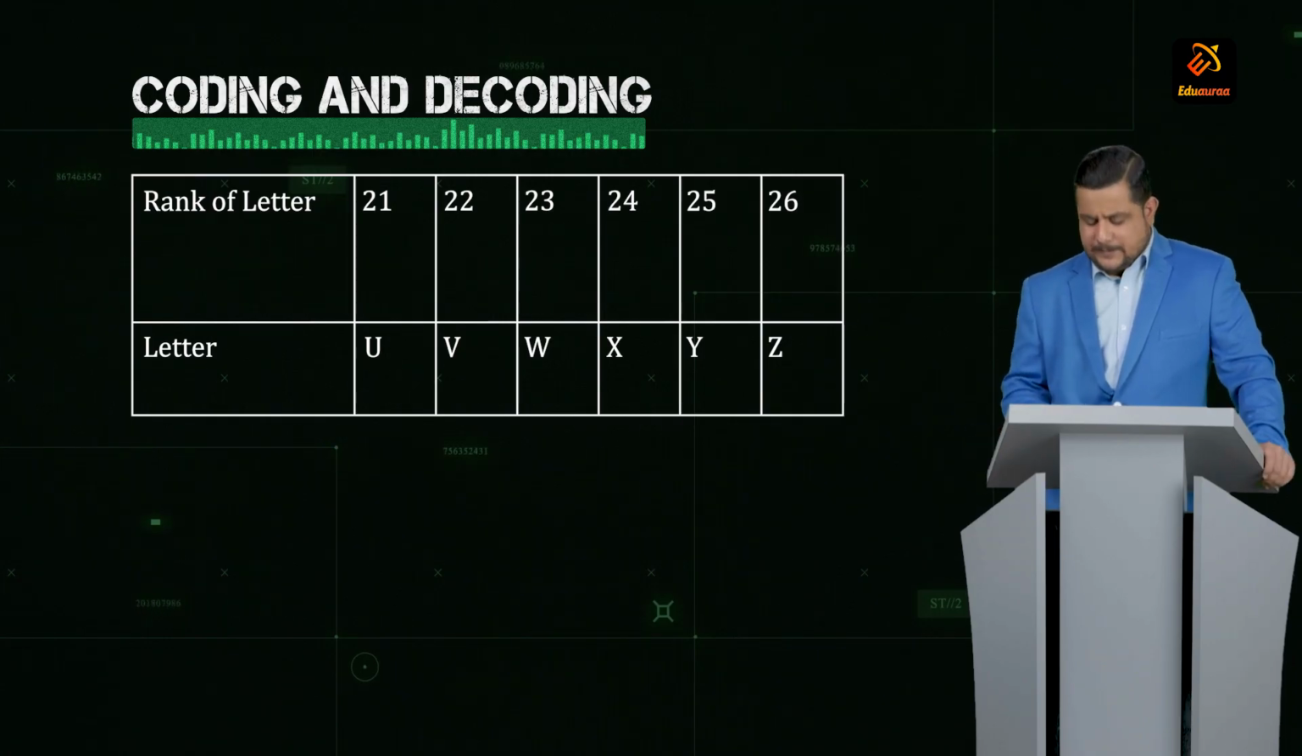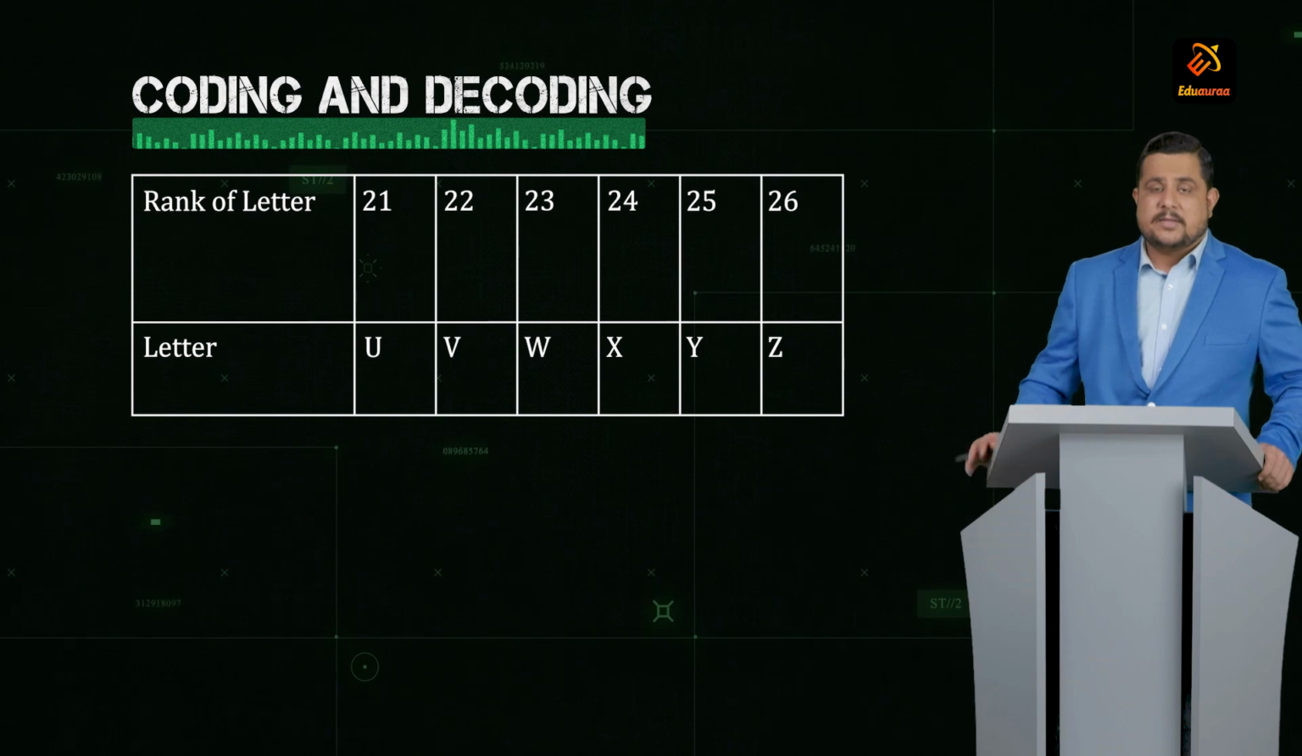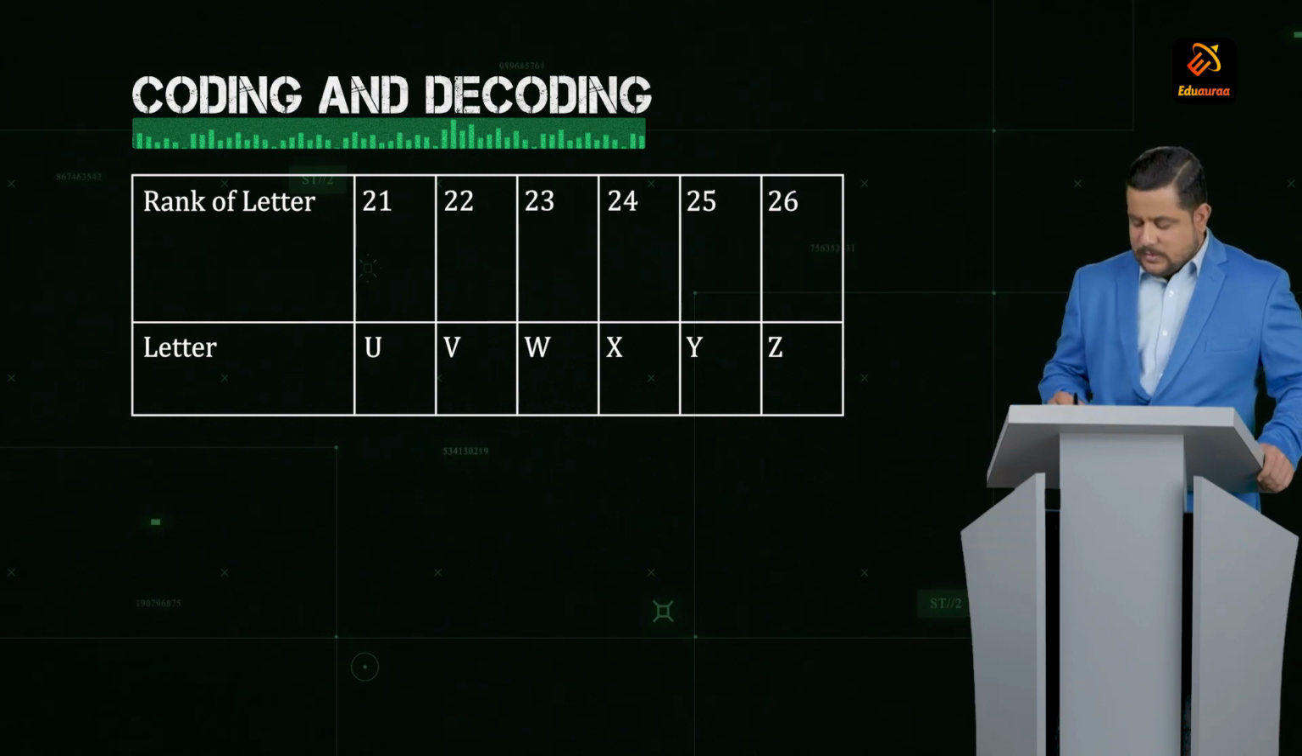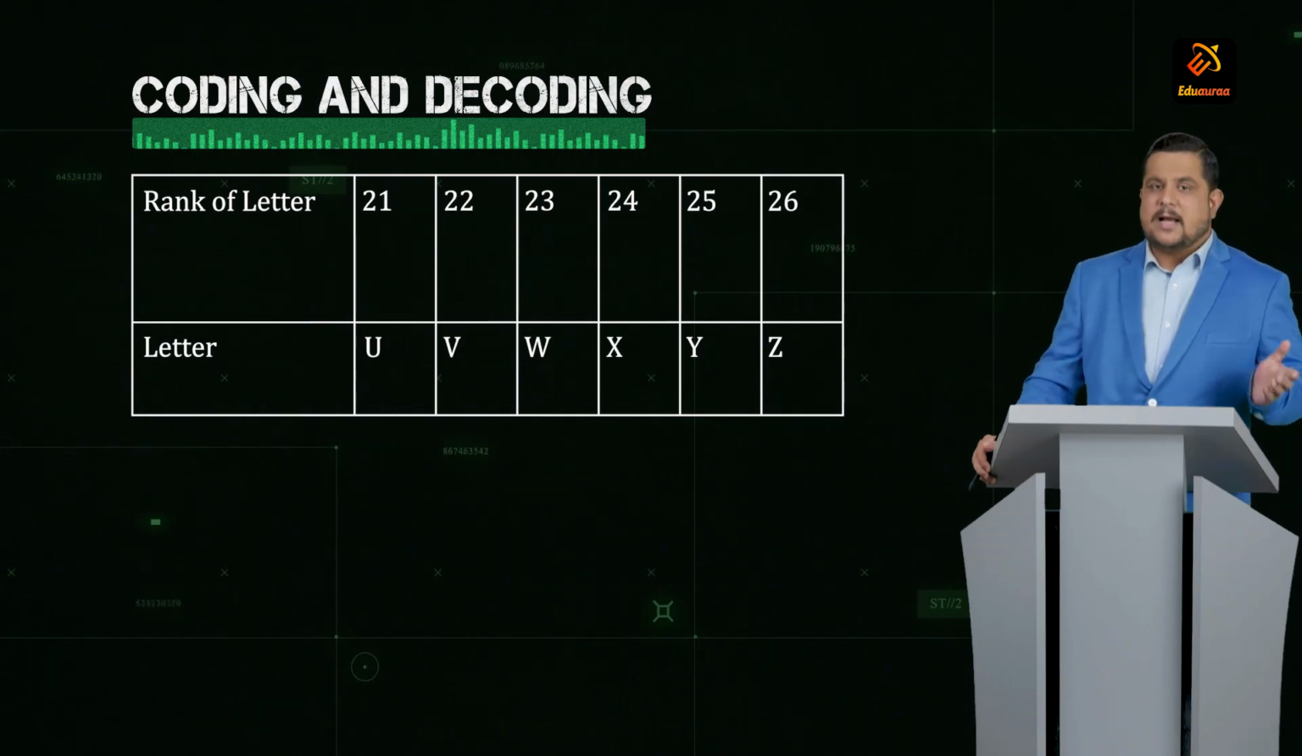Now, after this, Y. By majority we can say it is second last from the bottom. So 25th, because there are only 26 letters. And after this, Z. So Z will be at which place? Z is at 26th place. We know that, the last letter.